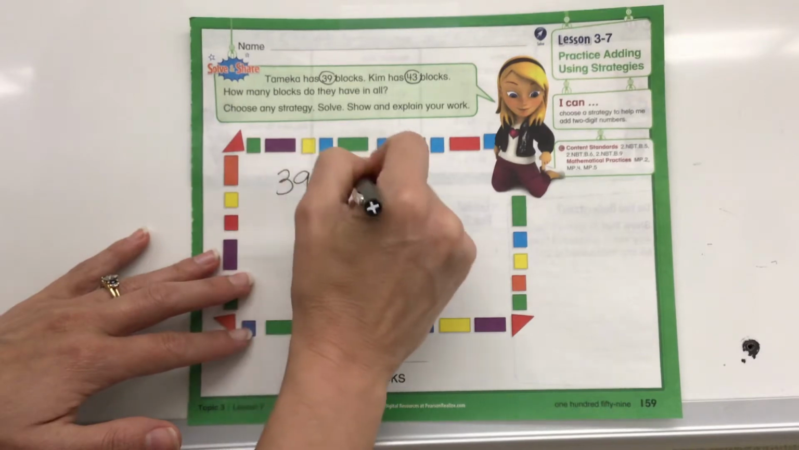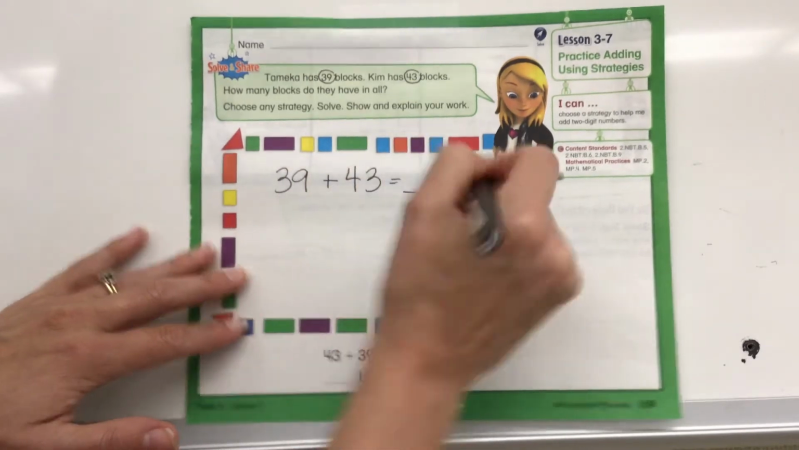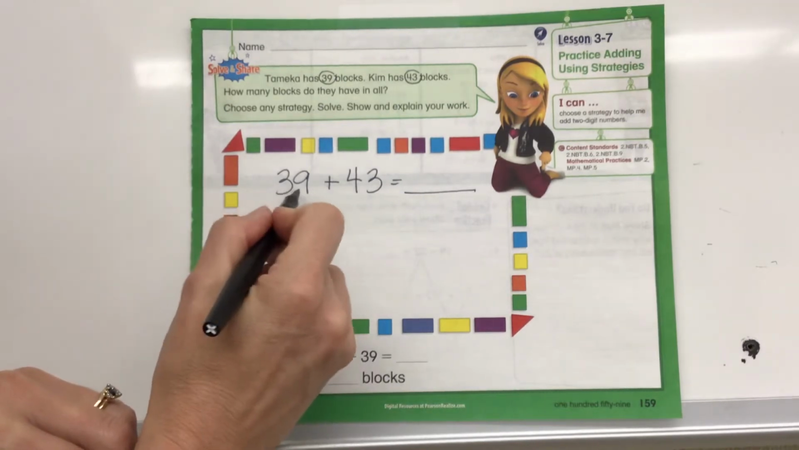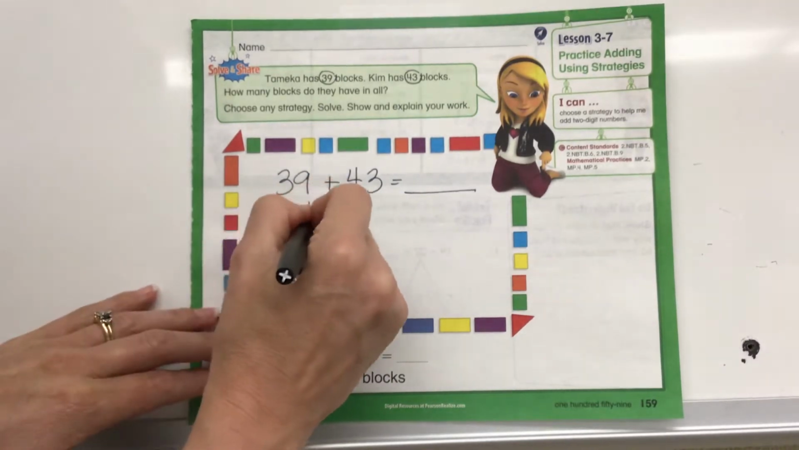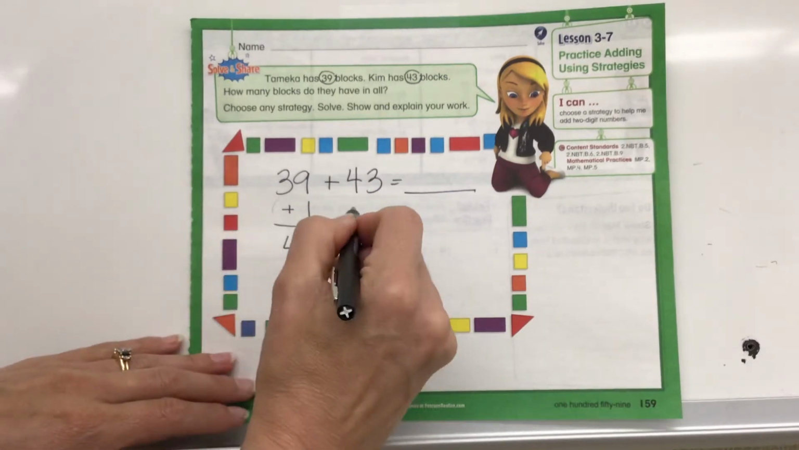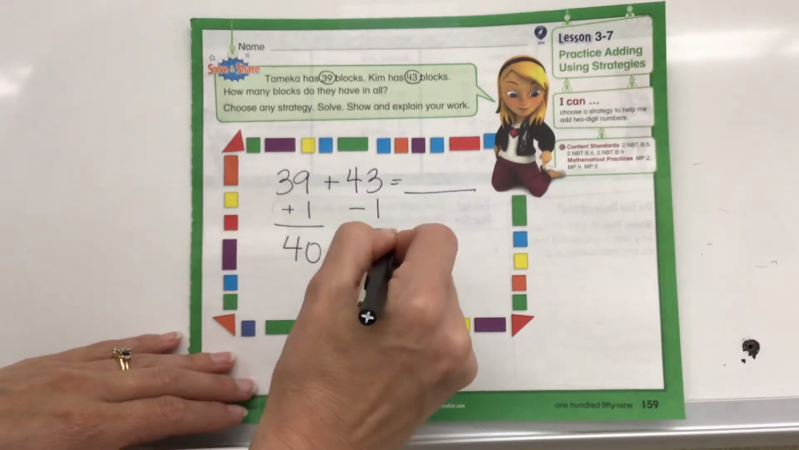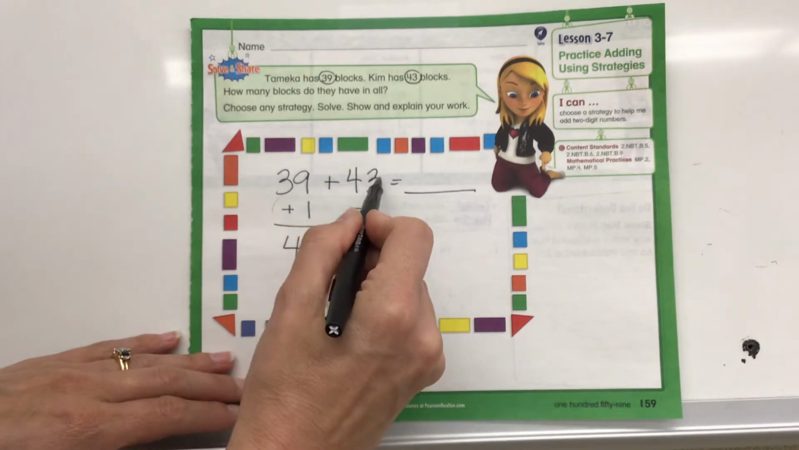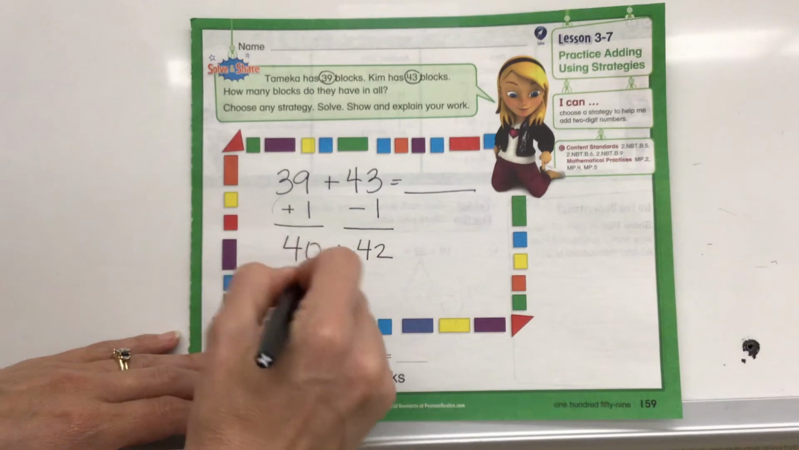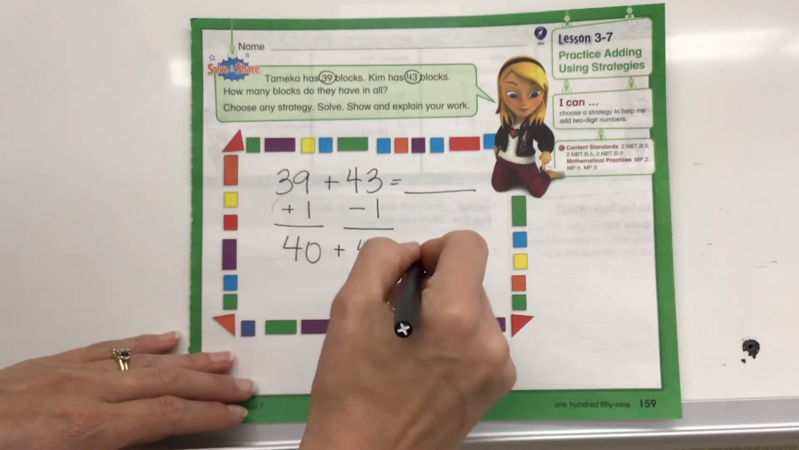39 plus 43 equals what? Okay? So 39 is very close to 40. So I'm going to add 1 to make that 40. And if I add 1 to one side, I need to subtract 1 from the other. So 43 minus 1 is 42. And then we're going to add these. 40 plus 42. Let's take a look at this.